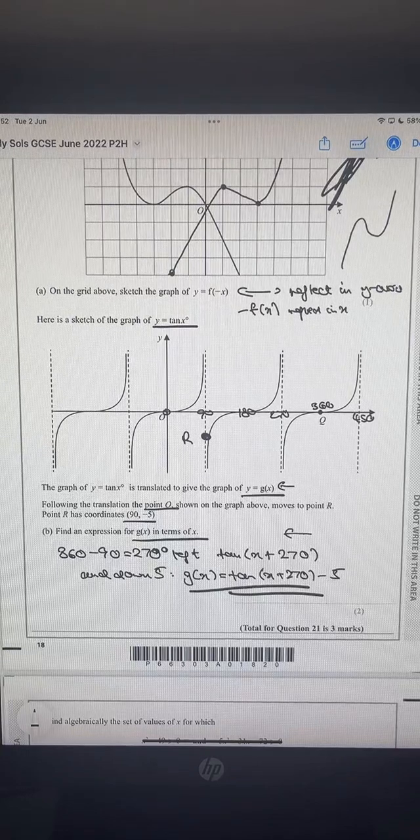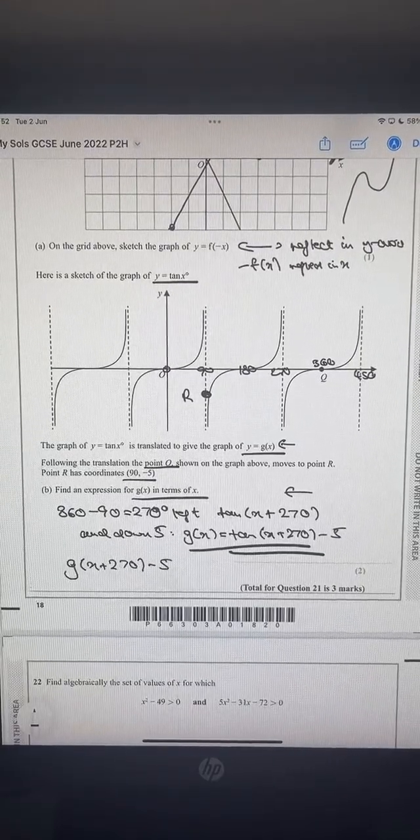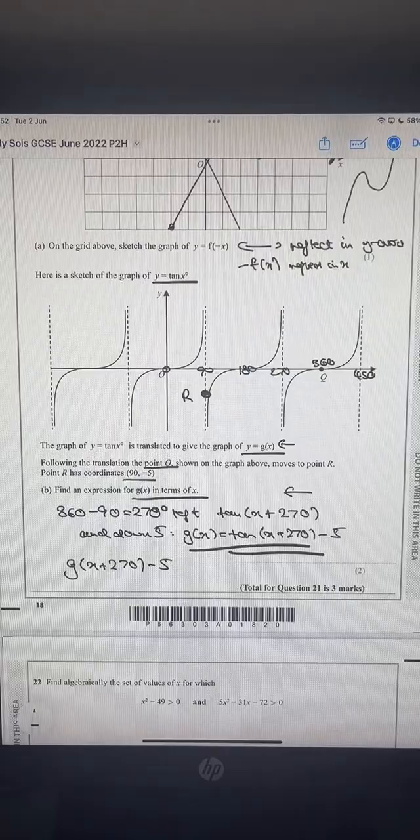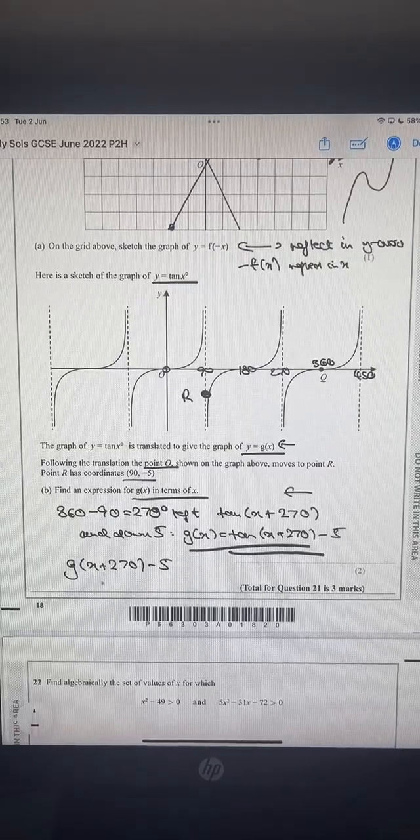Now I'm going to tell you why I lost the mark here. So I got 1 out of 2 here. This is what I put as my answer. And this is wrong because it is translated to give the graph of g of x. g of x is not the original graph. So this is what the original graph, if the original graph was g of x, then this would be correct.